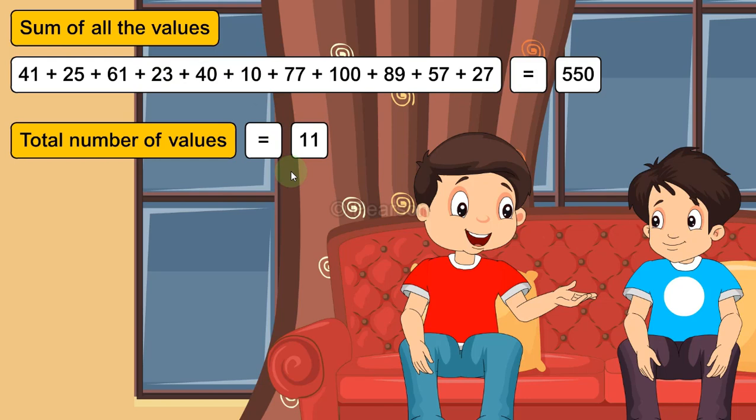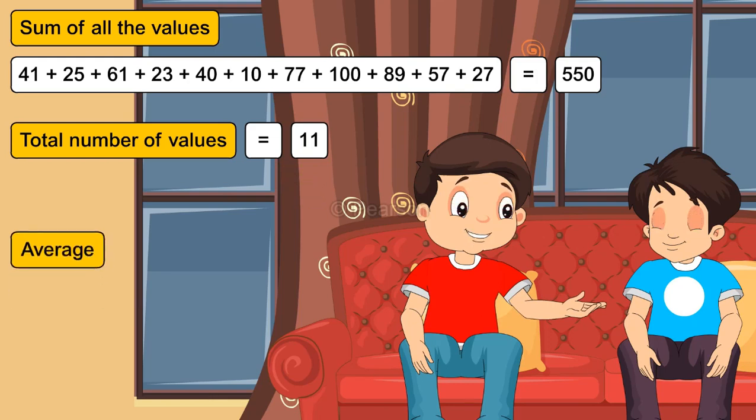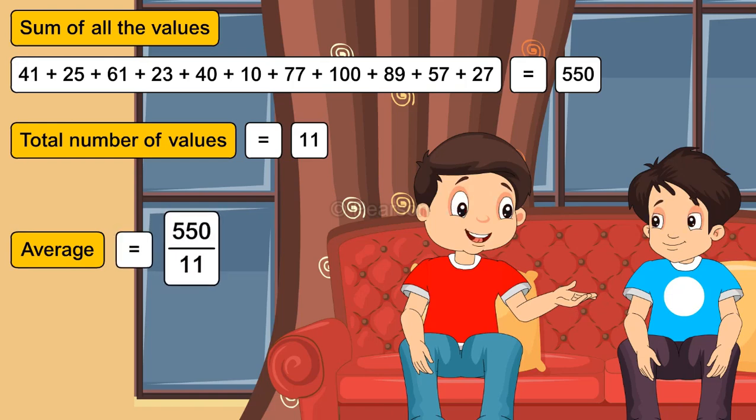So now how can you find the average? Let's watch. Step 3 is to calculate the average by dividing the sum of values by the total number of values. Average is equal to 550 divided by 11, which is equal to 50.